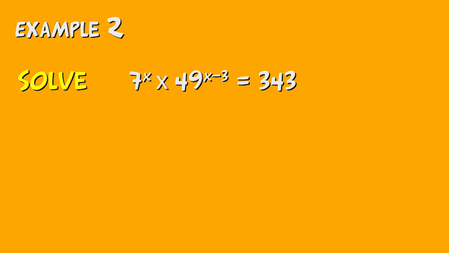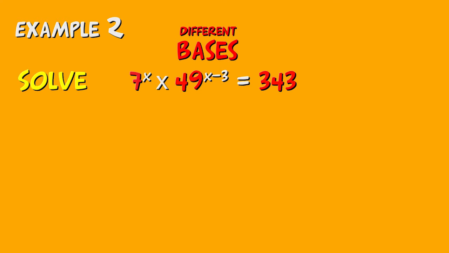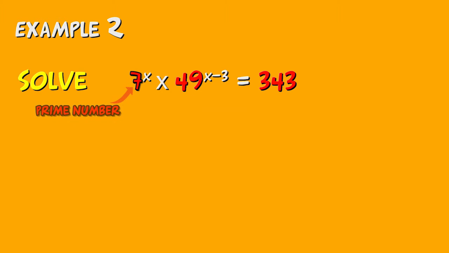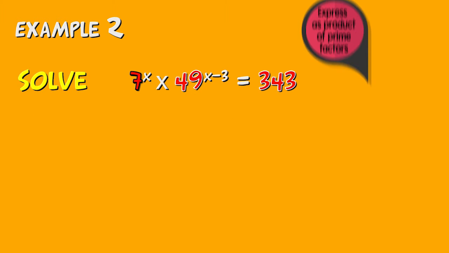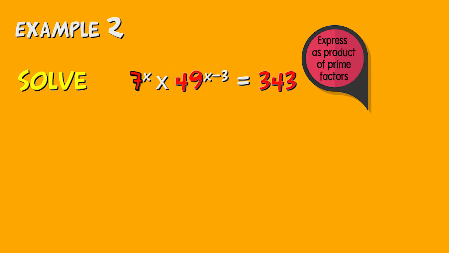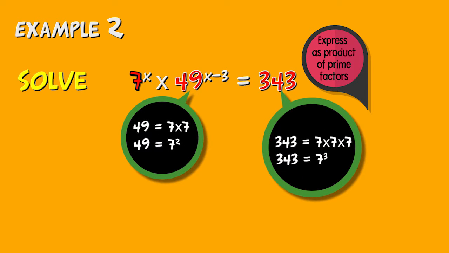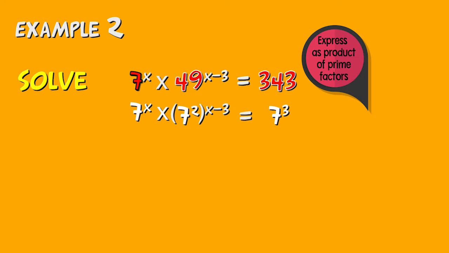Now, let's look at another example. Again, the bases are different. Recall that when the bases are the same, we can simplify the index forms and compare indices. So, let's try to get the bases to be the same. We know that 7 is a prime number, but both 49 and 343 are not. Thus, let's express 49 and 343 as a product of their prime factors, replacing 49 with 7 squared and 343 with 7 cubed.